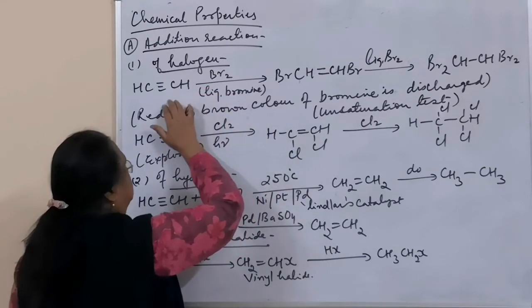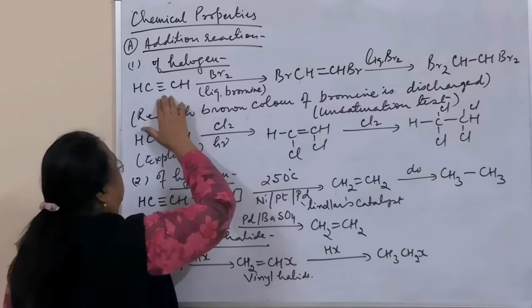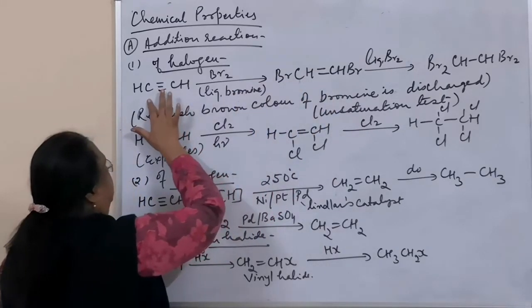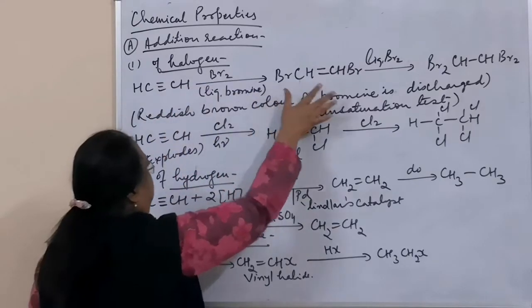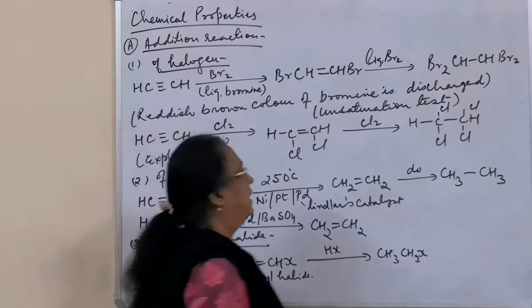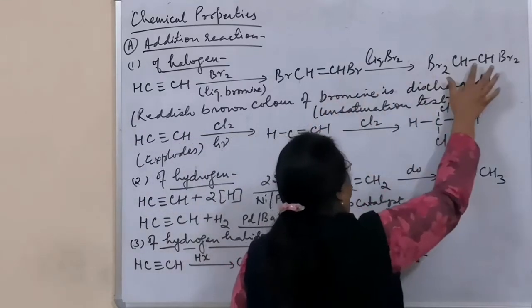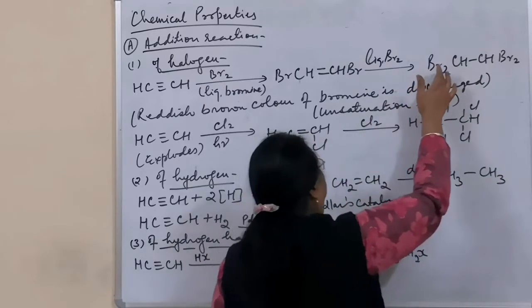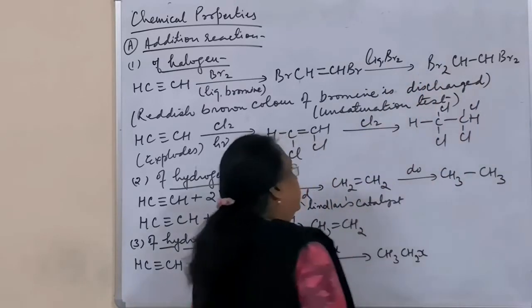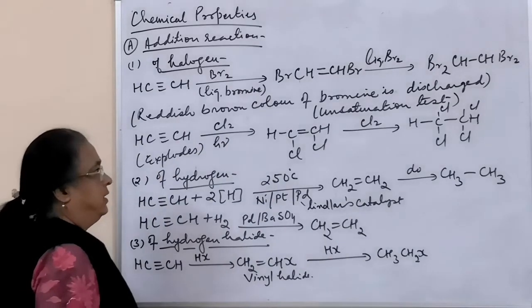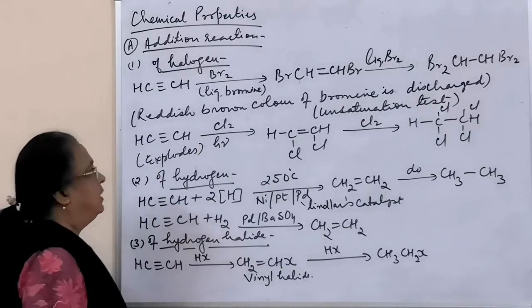And when it is passed over that, the triple bond will be turned into a double bond. One Br will be attached here, one Br will be attached here. And further it combines with more bromine. The double bond will turn into a single bond and one more bromine will be added. So tetrabromoethane will be formed. Nomenclature part we have already done.